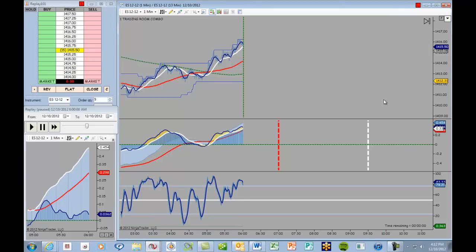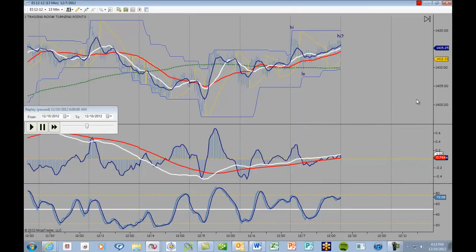Here is our turning point chart. We have a high, low, and maybe a high. But it looks pretty bullish here. Notice that we're in the upper half of the stochastic scale. The histogram is above zero. The lines are bullish. We've got a red, white, and blue alignment.